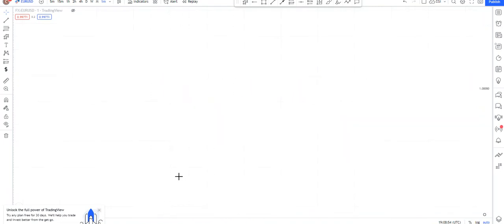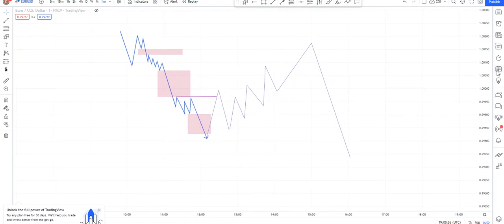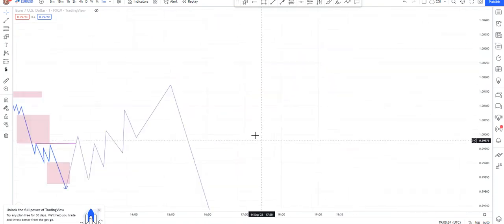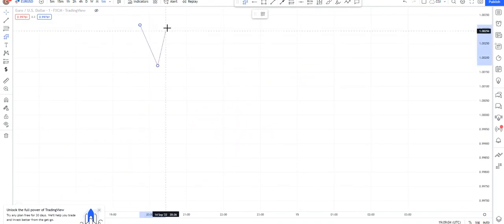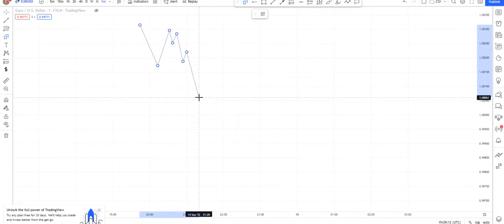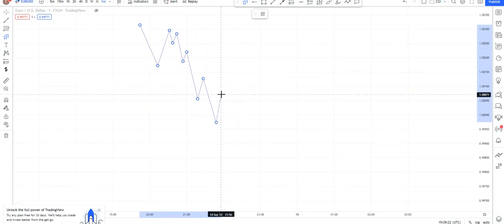All right. Let me give us another case. So what if we have something like this? Price makes a range here, forms an imbalance, makes another one. Another imbalance here. So now price is pulling back here.